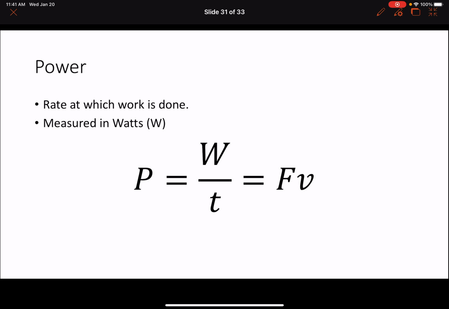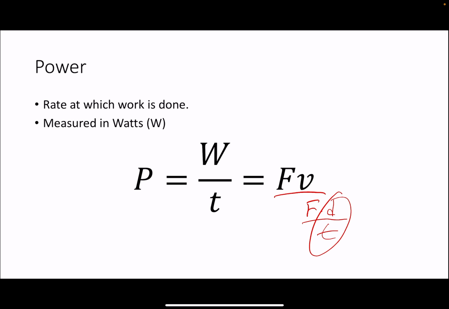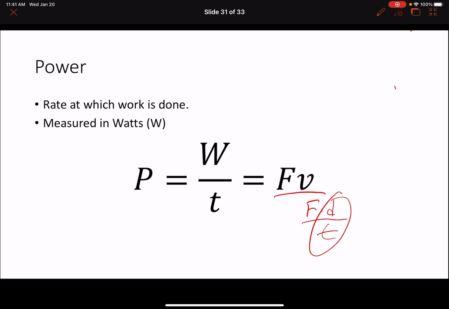So it has an equation. It's equal to work over time, which makes sense. It's the rate at which work is done, so it's work over time. But it has this other form. We can find this really easily because work is basically force times distance, assuming they're in the same direction, over time. Well, that's force times velocity. So we need to know that work over time is equal to force times velocity, which is equal to power.